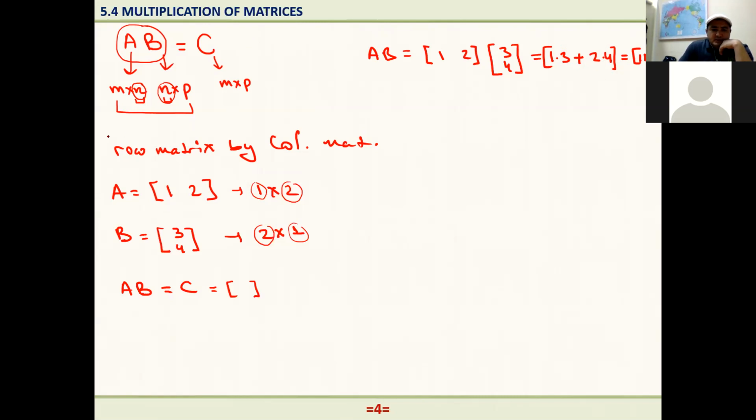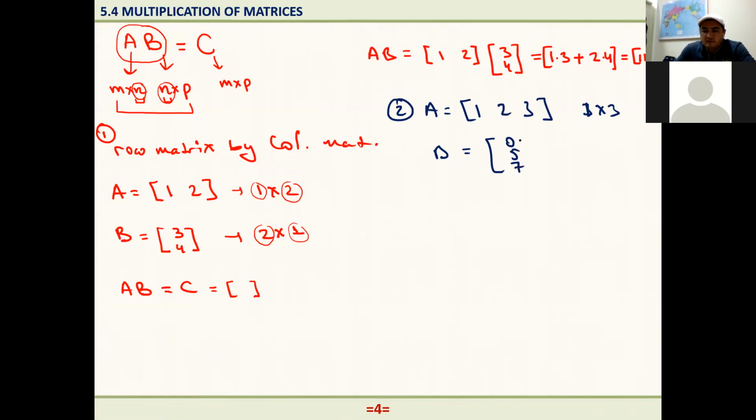That is the first example. And how about another example? Let's say A is 1, 2, 3. That is a 1 by 3 matrix. And B is, let's say, 0, 5, 7. This one is 3 by 1. So these 3 and 3 are equal, which means the multiplication is defined, and the resulting matrix will be of order 1 by 1.